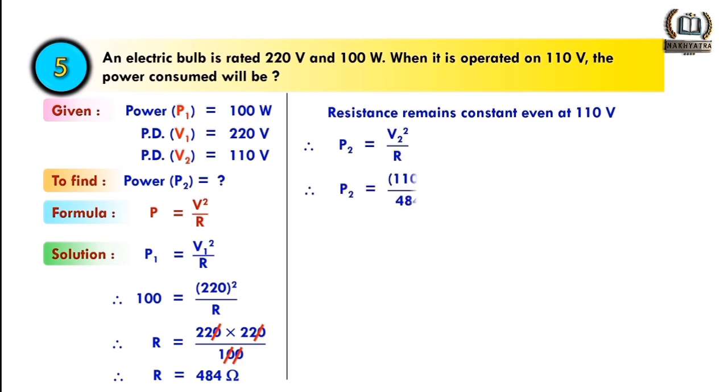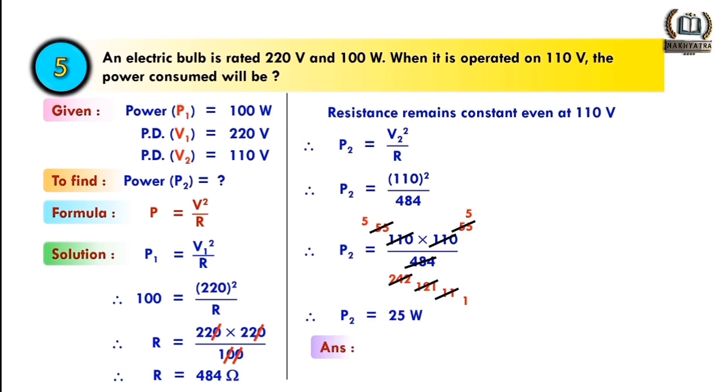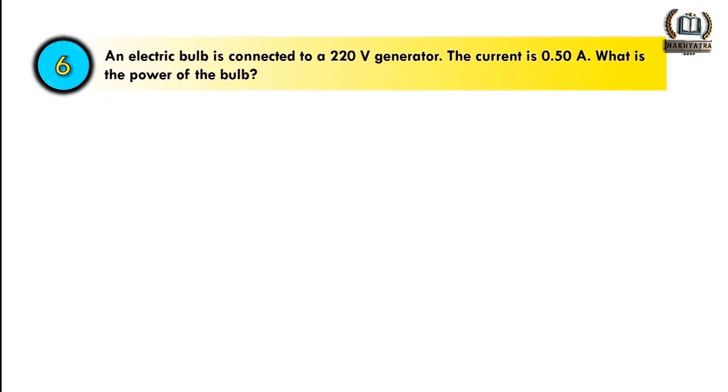So V2 is equal to 110 squared and R is equal to 484, since it is constant. By calculating it, we will get power 2 equal to 25 watt. Okay, so the power consumed at 110 volt is 25 watt. I hope everybody understood.